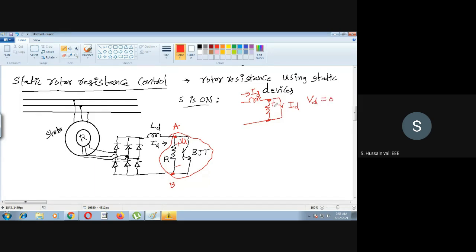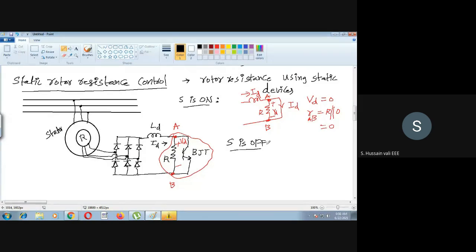What is the resultant resistance across these two terminals A and B? I will write RAB, the resultant resistance. R is in parallel with the short circuit, so R in parallel with 0 gives the answer 0. So the resistance RAB across AB becomes 0, and the voltage drop across it is also 0 because it is a short circuit.